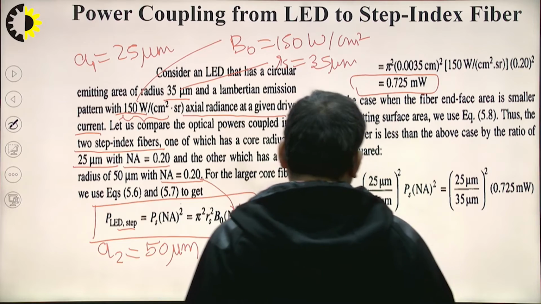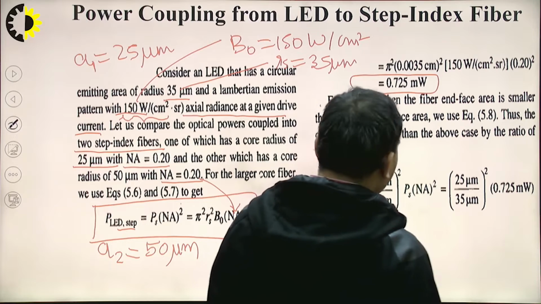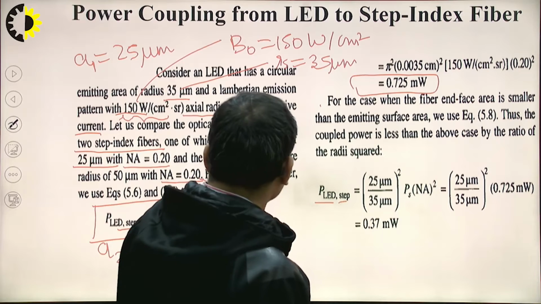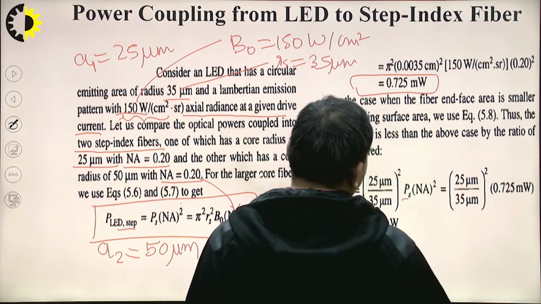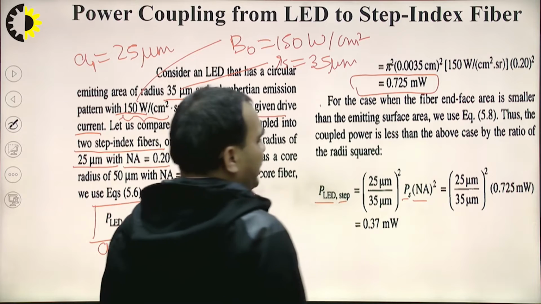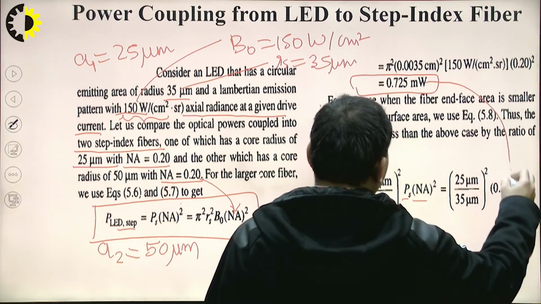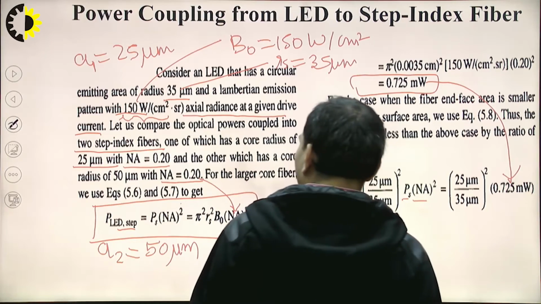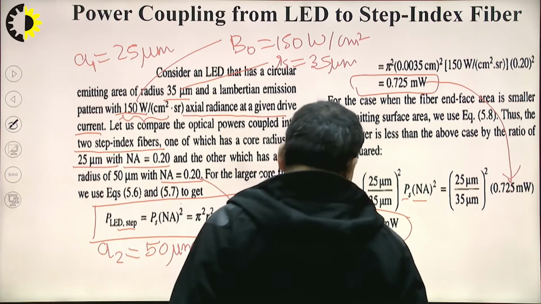we can see for the power coupled from the LED to the step index fiber, that is from 25 microwatts and 35 micrometer whole square, and PS taking the ratio, and numerical aperture whole square. So if we are substituting the values, that is 25 microwatt and 35 microwatts, and the power which we have calculated, that is how much power is coupled. So we can get the power coupled from the LED to the step index fiber is 0.37 milliwatts.